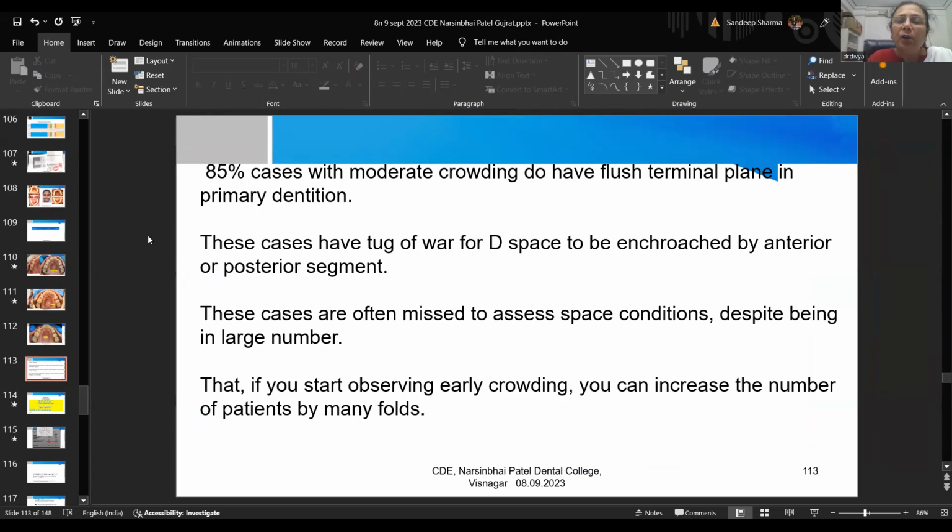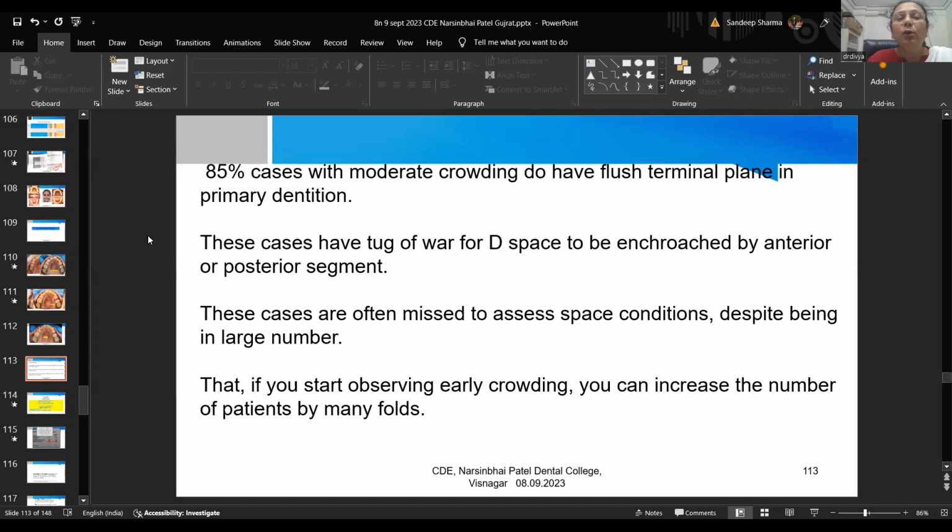These cases have a tug of war for D space to be enclosed by anterior and the posterior segment for class 1 correction from posterior, and relieving of the crowding from the anterior. So these cases are often missed to assess a space condition despite being in large number. If you start observing early crowding, the pattern of eruption, early incisor exchange, first transitional phase, you can increase the number of patients by many folds.